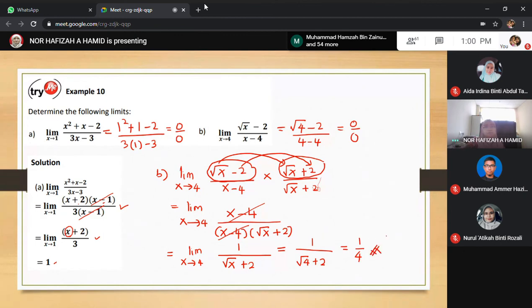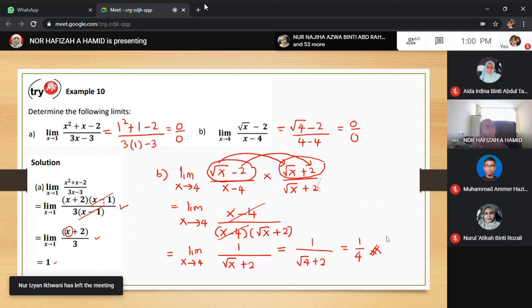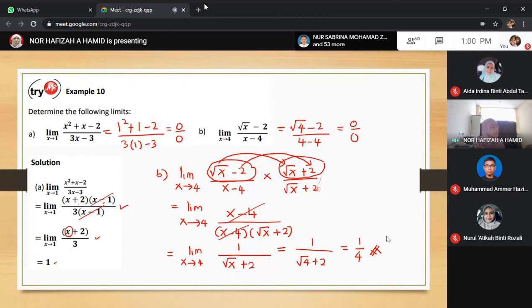Okay, so this is for limits of rational function. Okay, any questions? For limits of rational function. No questions, madam. No questions? Okay.